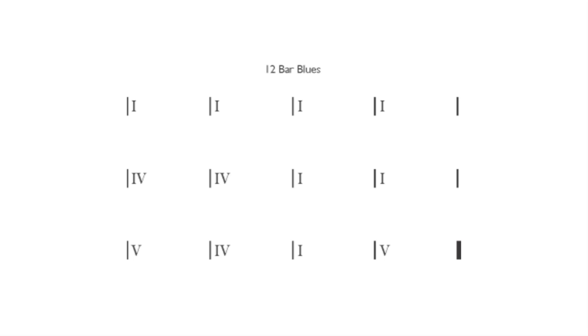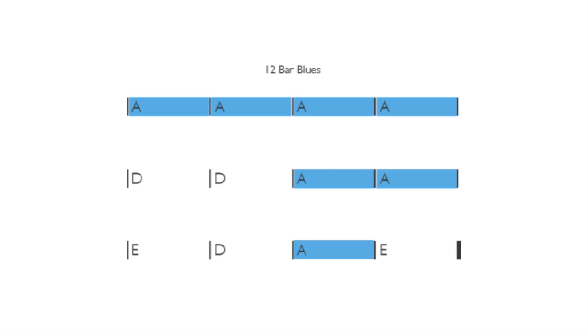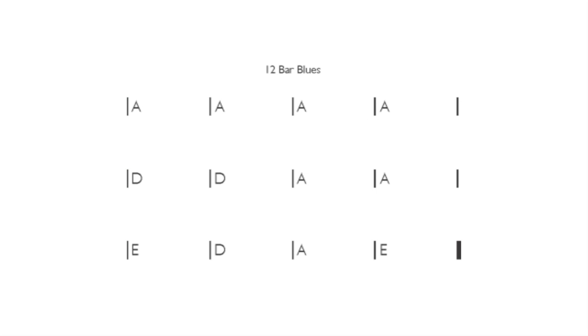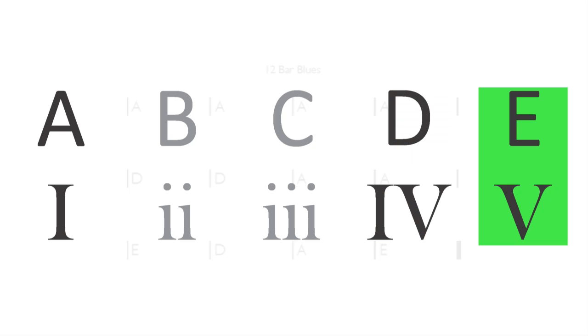But how did we get these numbers? The three chords in our blues progression are A, D, and E. These letter names came from a scale. If we count out the letter names in a simplified version of this scale, we can see that the A is chord 1, D is chord 4, and E is chord 5. You will notice that each of these numbers are written as Roman numerals.